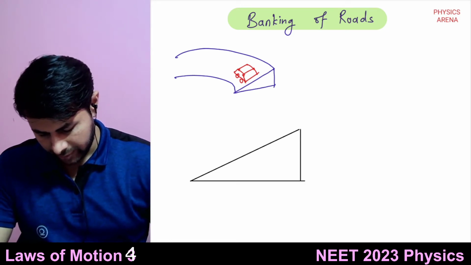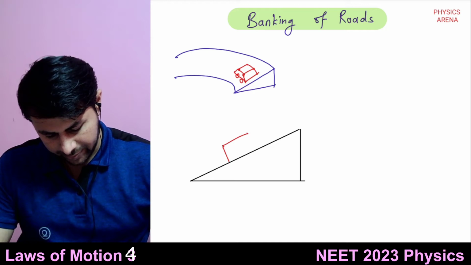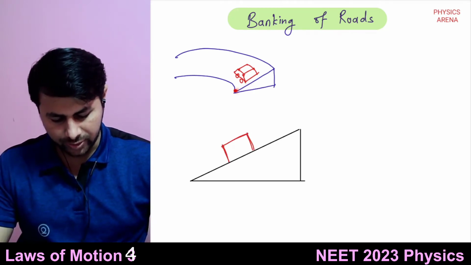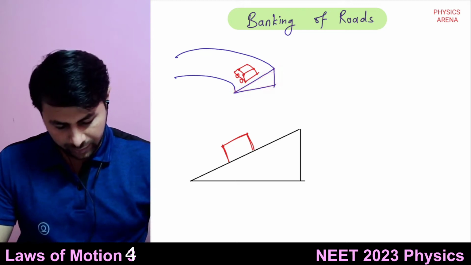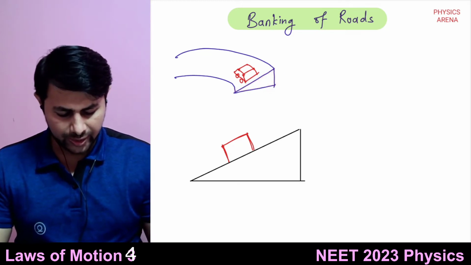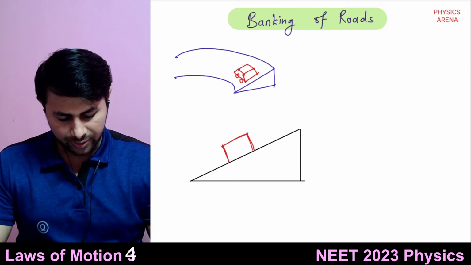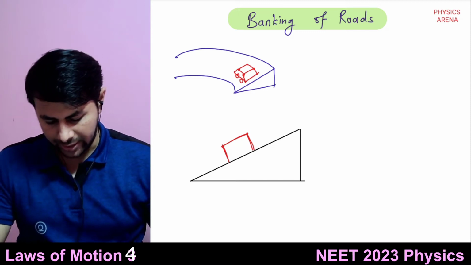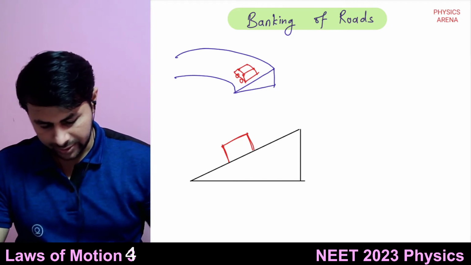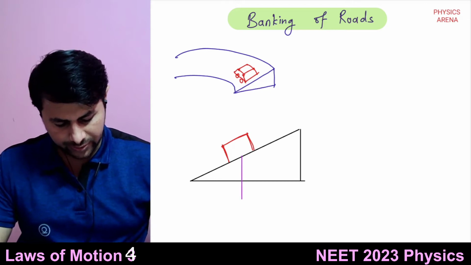So this is the vehicle, okay, moving on this road. I have drawn this part only. Now what are all the forces acting on this vehicle? One would be the gravitational force acting downwards. We can very easily write it down.